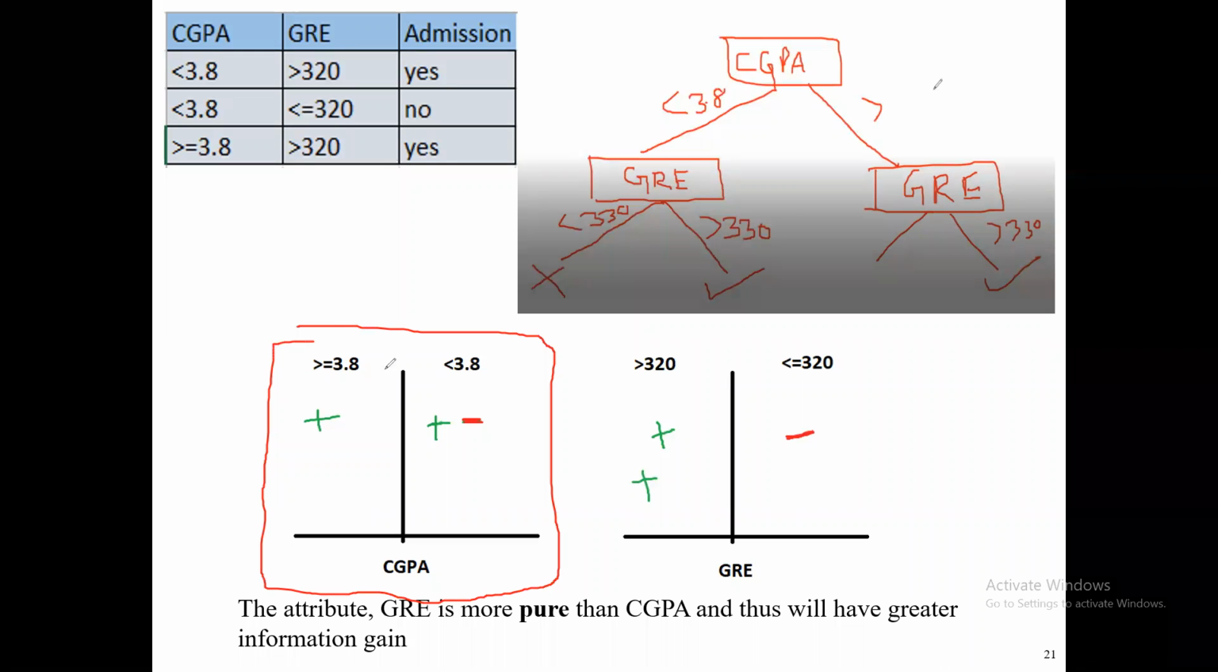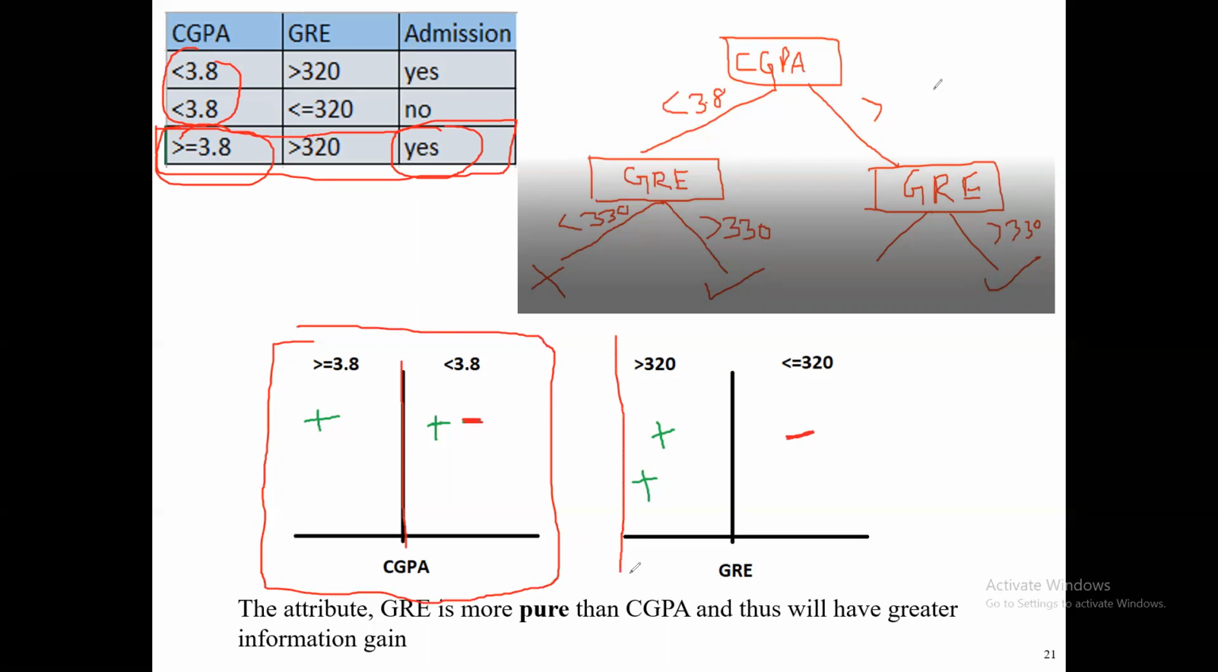So for CGPA, we have drawn an illustration for the split of CGPA at 3.8, right? If we split at 3.8, we can see that in the dataset we have one example which is greater than or equal to 3.8, and the label of the example is yes, so we give a positive sign for it. For less than 3.8, we have two examples. For one, the label is yes, so we give a positive sign for it. And for another, the label is no, so we give a negative sign for it.